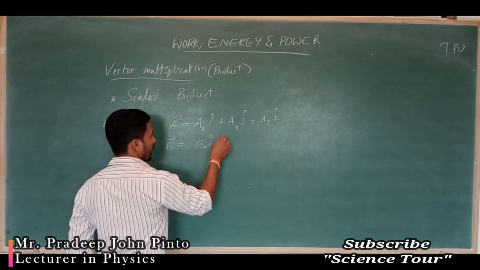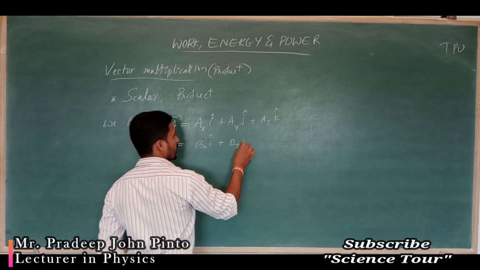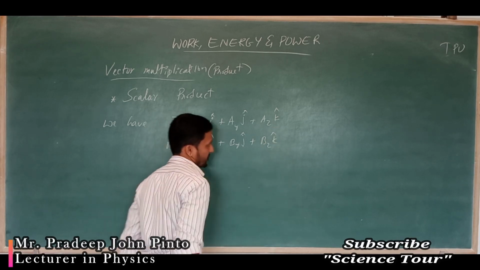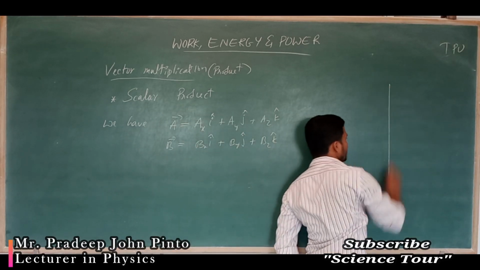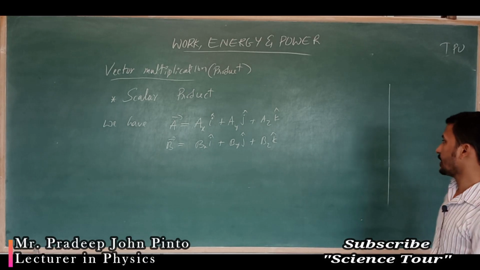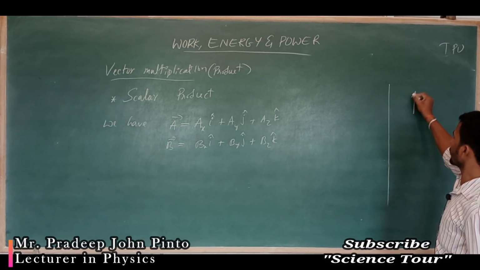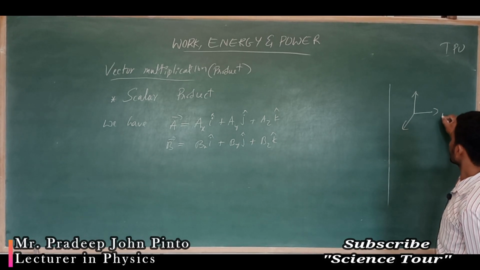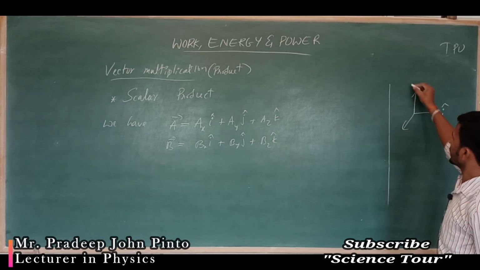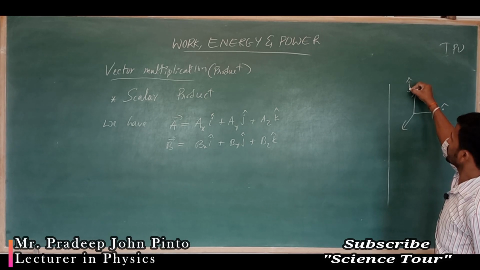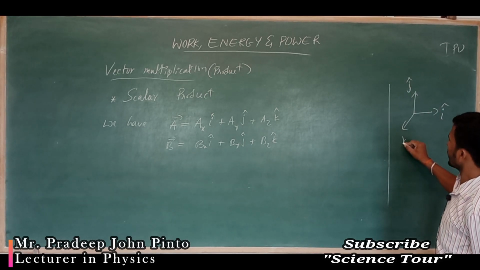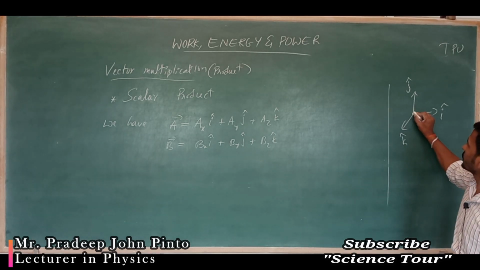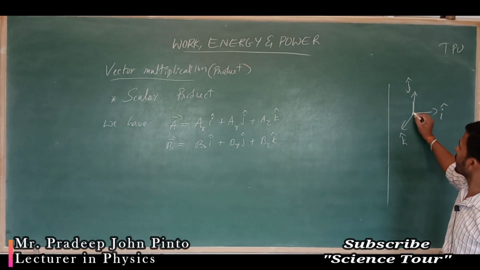Bx i cap plus by j cap plus bz k cap. What is the angle between i, j, k? What do you mean by i actually? What do you mean by j actually? What do you mean by k? So i cap will be in this way, j cap will be in this way, and k cap will be in this way. Okay. So this is i, this is j, and this is k.